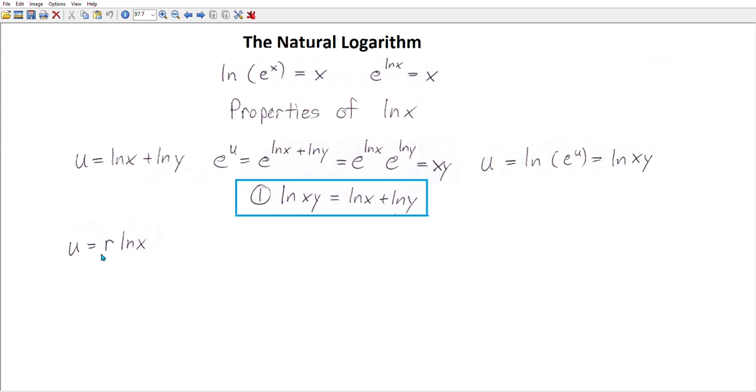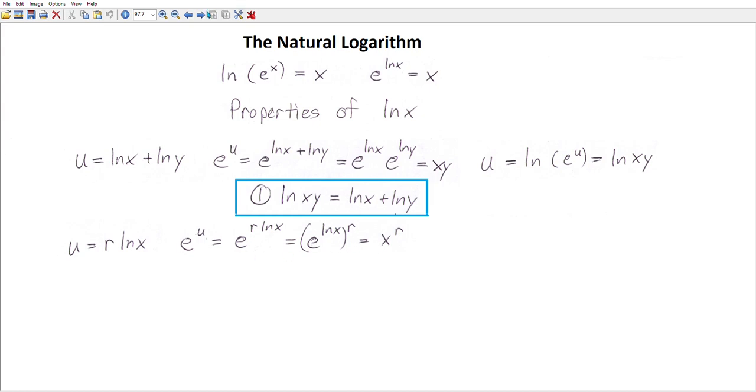Now, second property, u equals r log x. We're going to do the same thing. We don't know how to deal with this involving natural log, but we do have properties of exponents. So we raise e to the u power. e to the u is equal to e to the r log x. Now, from properties of exponents, that's e to the log x to the r. And note, e to the log x is x. So we get x to the r. e to the u is x to the r.